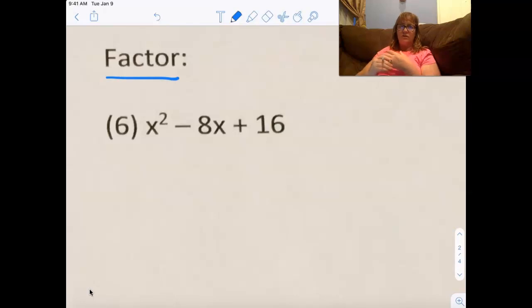So in factoring, it's moving the reverse of what we've just done. So instead of finding the binomial and multiplying to get the polynomial, we're going to start with the polynomial and find out what binomials multiply together to give us this. And this is just like the circle problems that you did earlier today.